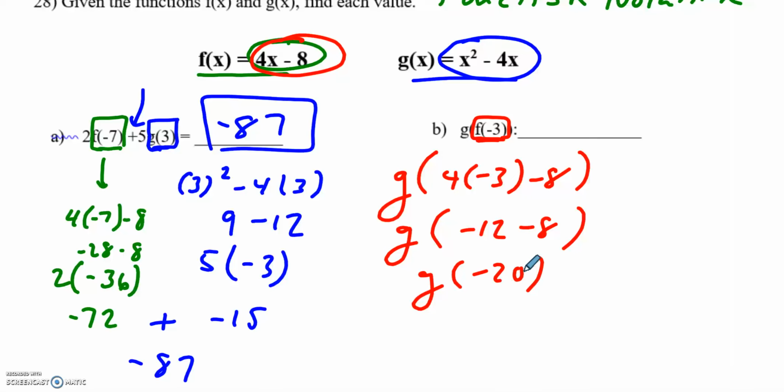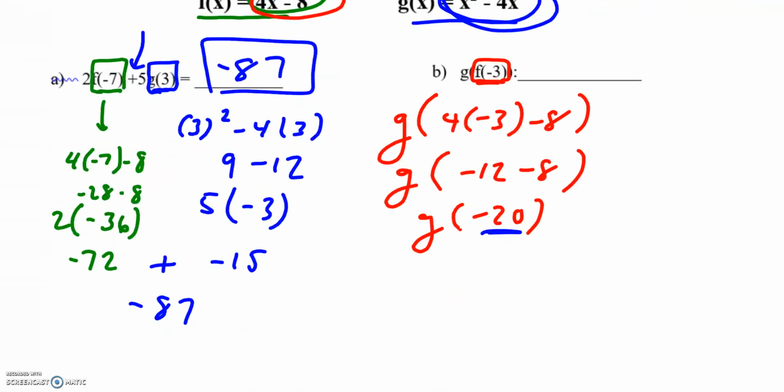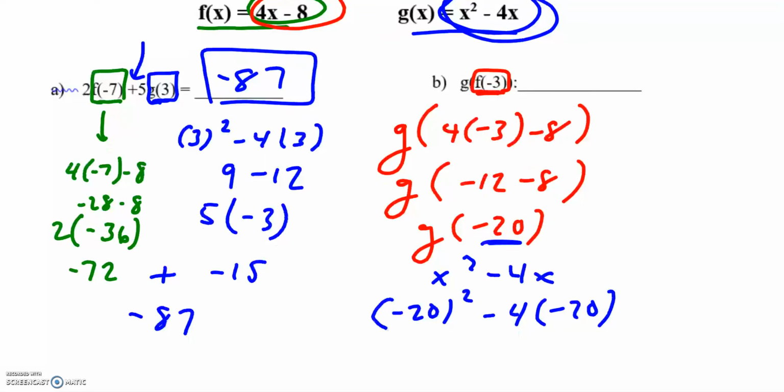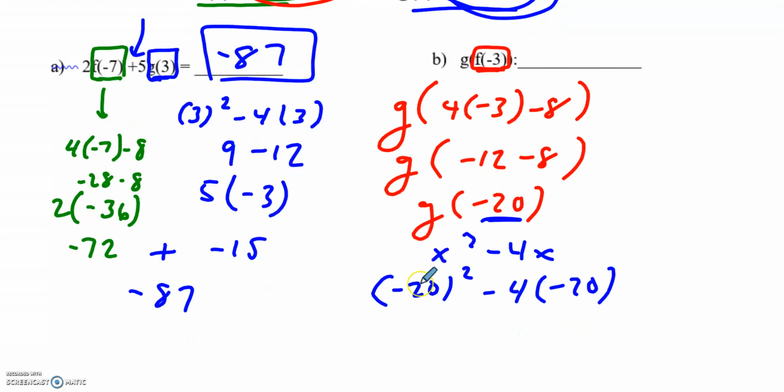Now I'm not done with this problem, because the g being there means now that I need to take -20 and plug that into my g function here. So if my g function is x squared minus 4x, whenever I see an x, I'm going to plug in -20. So we'd have -20 squared minus 4 times another -20. My answer is going to be quite large because -20 times itself is a positive 400, negative times negative, and then minus a -80. Well, this becomes a plus, so my answer would be positive 480.